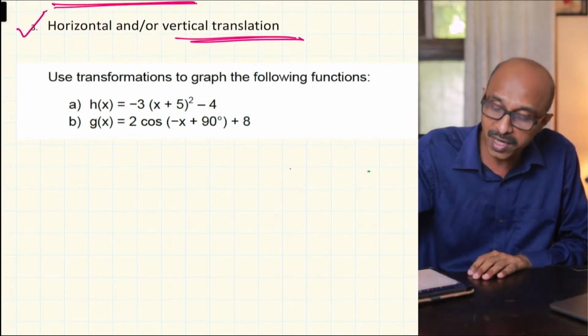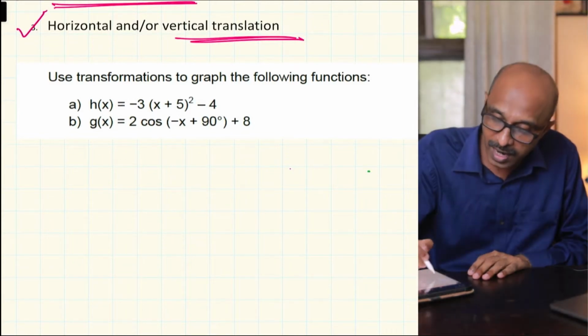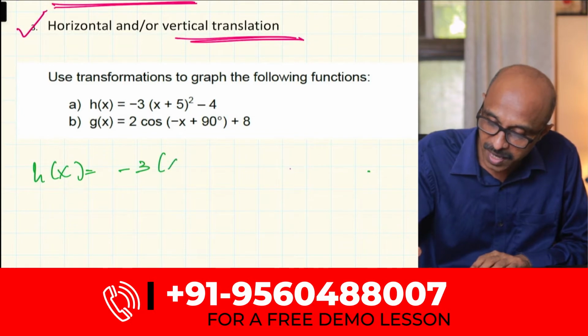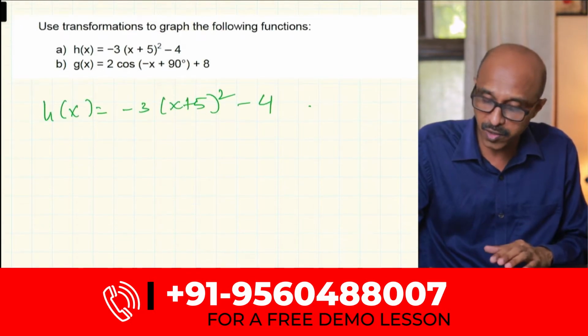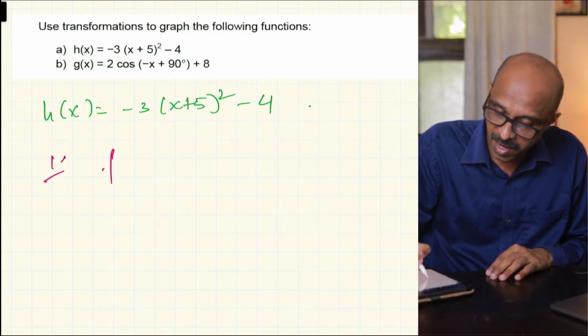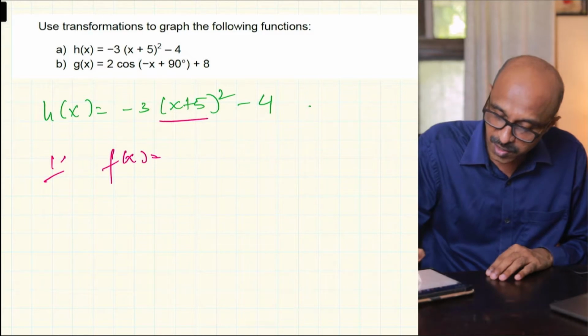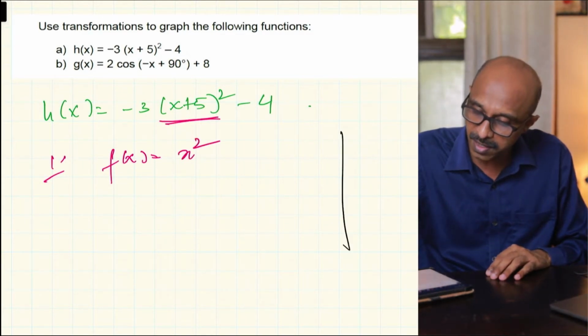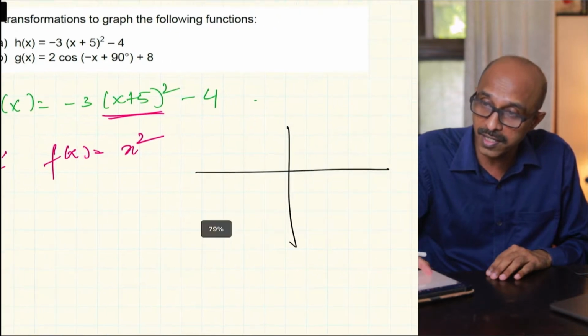The two examples that we are going to consider in this video are as follows. The first, one at a time. H of x is given as -3 times (x plus 5) the whole squared, minus 4. First step is to always identify the parent function. F of x is, in this case, you can see it's a square function. It's a quadratic. Okay, so let's just draw that simultaneously right here on the side.